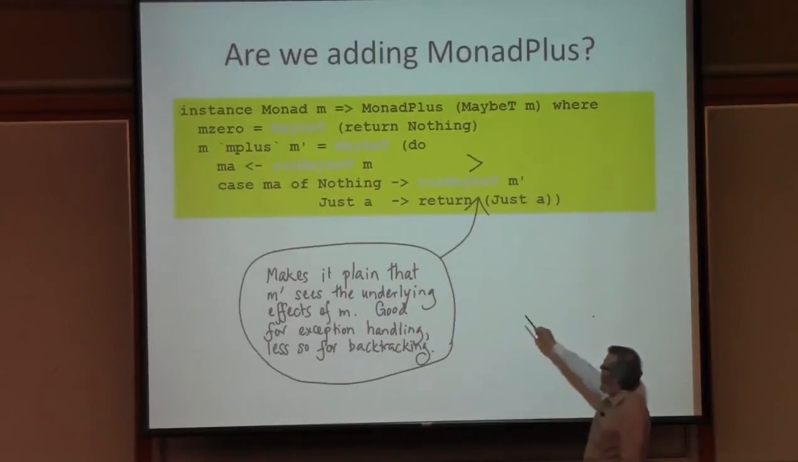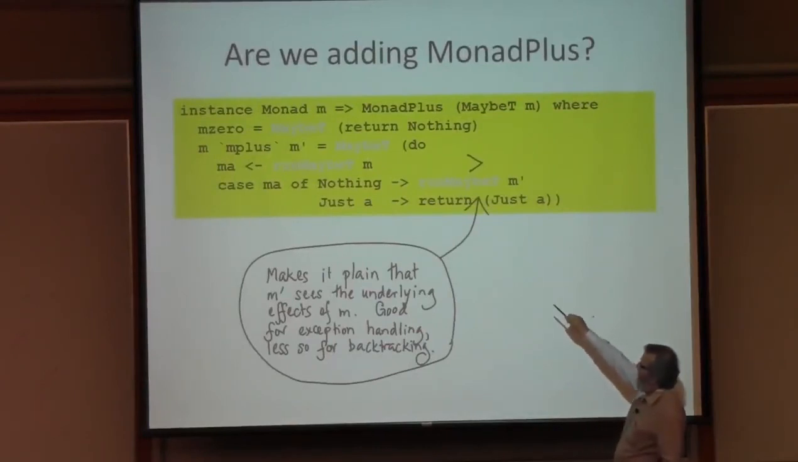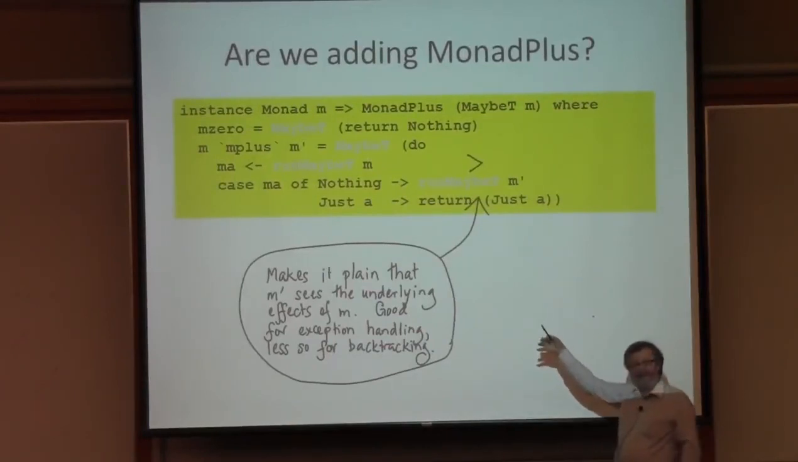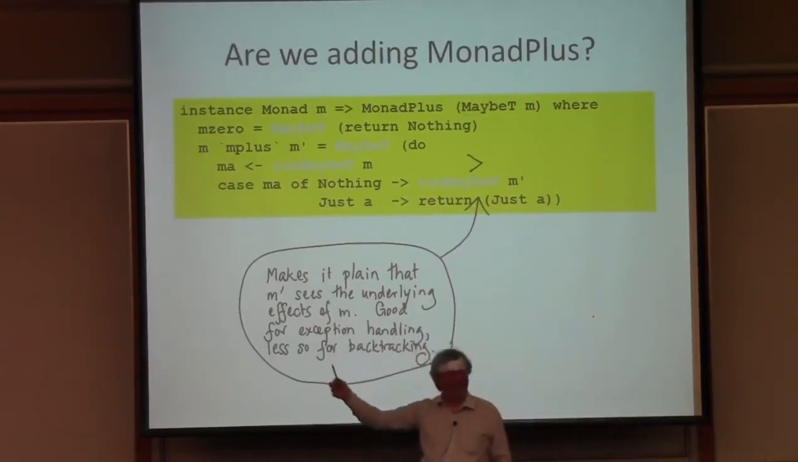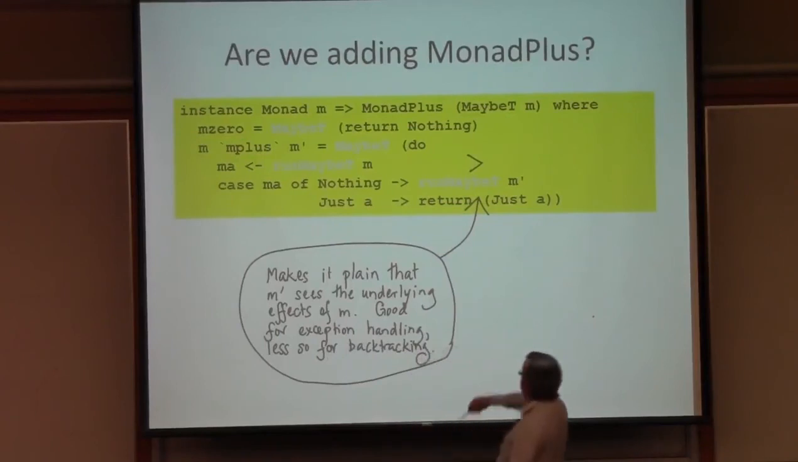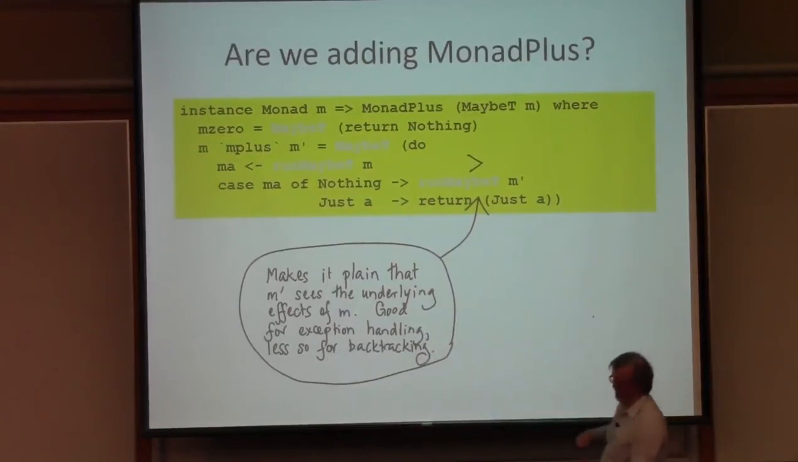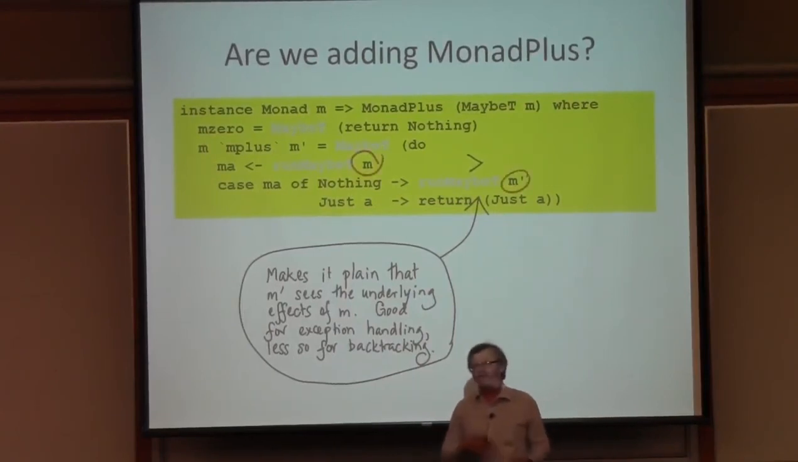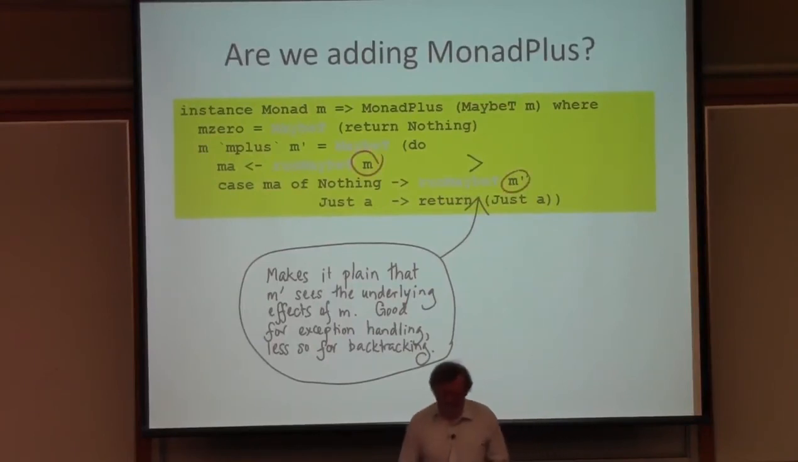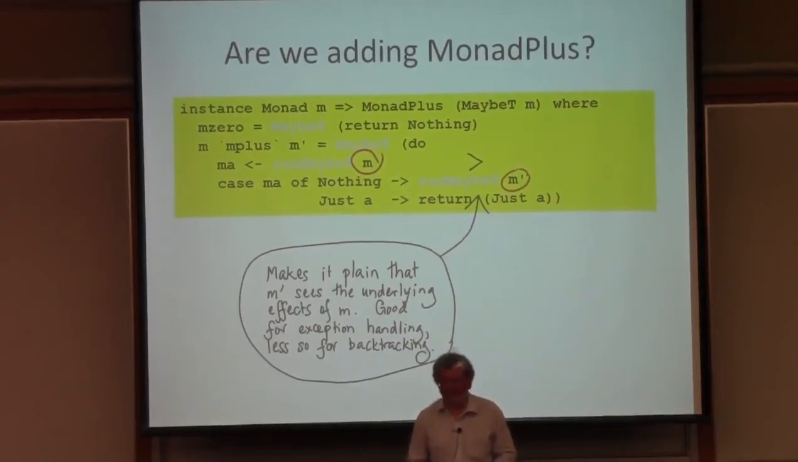So this also is quite interesting. It makes it plain now that in this case, m prime will see any effects of m in the underlying monad. How come? Because if you look at this code, we first run m, and then if it fails, we run m prime. And there's no question of undoing any effects in between. So that means that this kind of construction is going to be quite good for exception handling, but less good for backtracking.